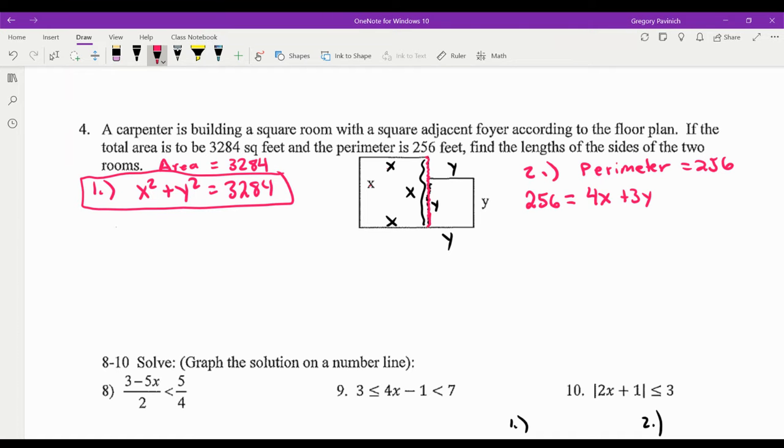But this is the important part. If this is a room, we're going to assume that this room is open here. So I'm going to have to subtract my y off, and that will leave, since I called this whole side x, right? If I take just y away, then that just takes away that wall. I'm assuming that wall doesn't exist between those two rooms. Okay, so it's 256 equals 4x plus 2y.